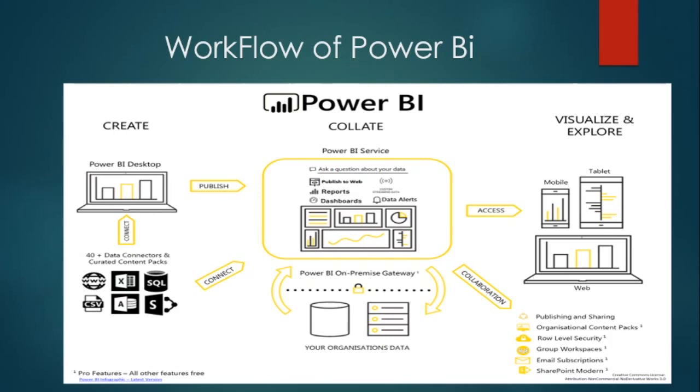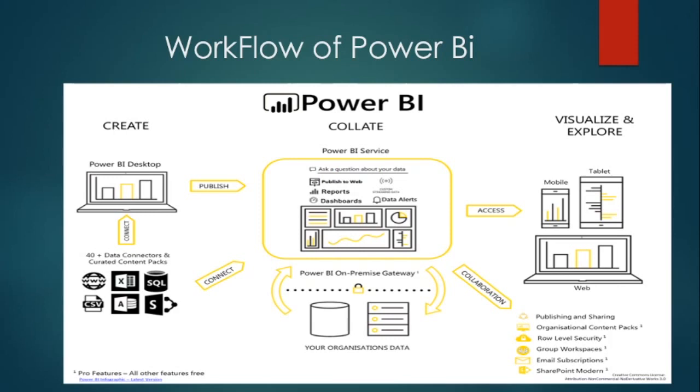So you can access your report from mobile device, tablet and web. Now there are a few collaborations which can be done only on Power BI services: publishing and sharing, organizational content packs, row level security, group workspaces, email subscriptions, SharePoint modules. Publishing and sharing means if you want to publish a few apps, and those apps can be accessed by your teammate who is sitting in another location, you can just publish the app and share that app link with your colleagues.